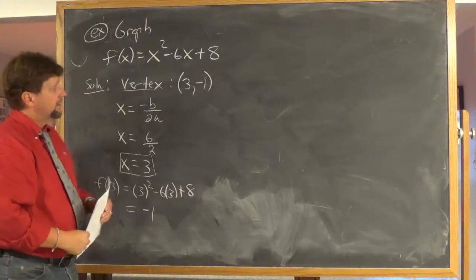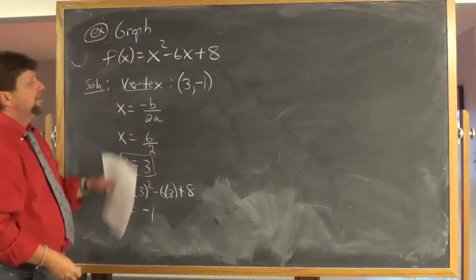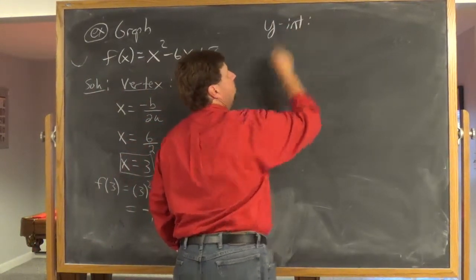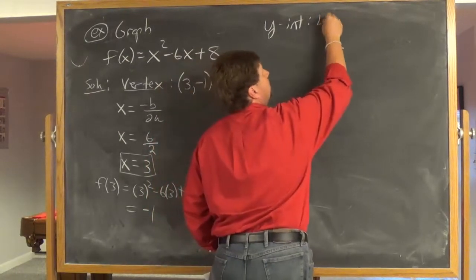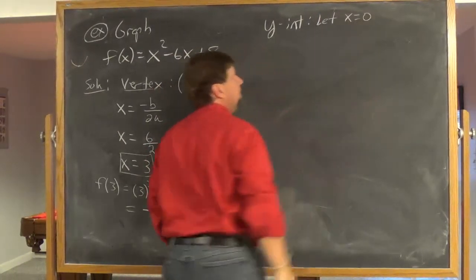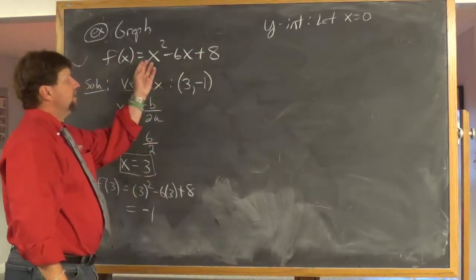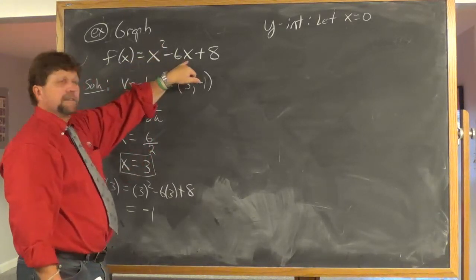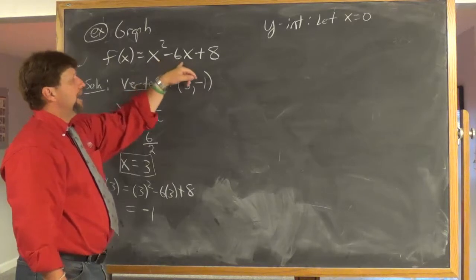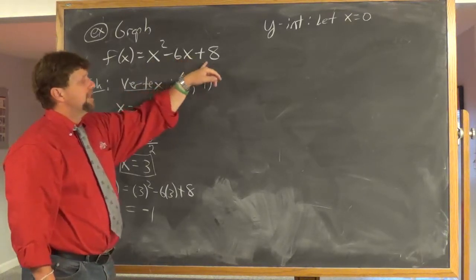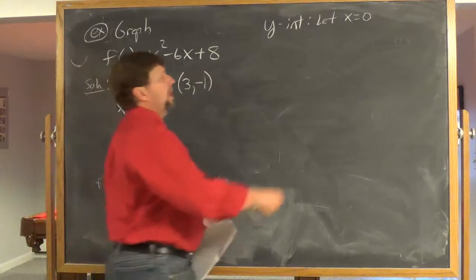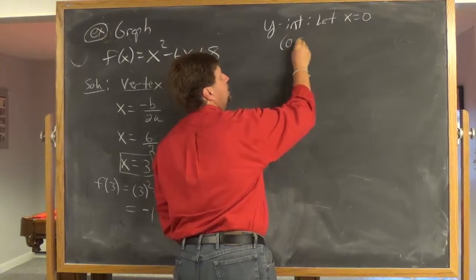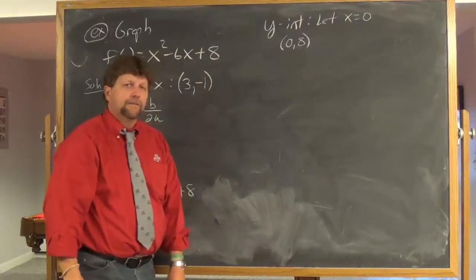Let's find the intercepts. So let's come over here and let's find the y-intercept. Remember, you find the y-intercept by letting x equal 0. So look at your function. You're going to toss 0 in for all the x's. Well, 0 squared is 0. 6 times 0 is 0. 0 minus 0 is 0. 0 plus 8 is 8. So the y-intercept, we just quickly determined, is the point 0, 8.